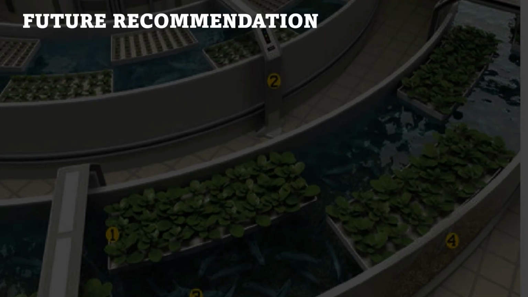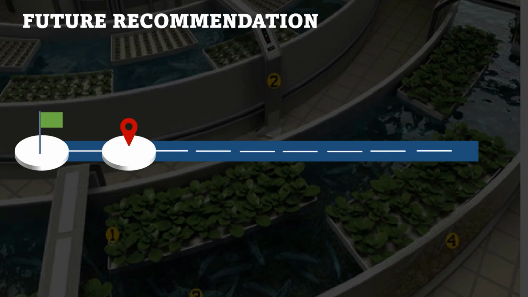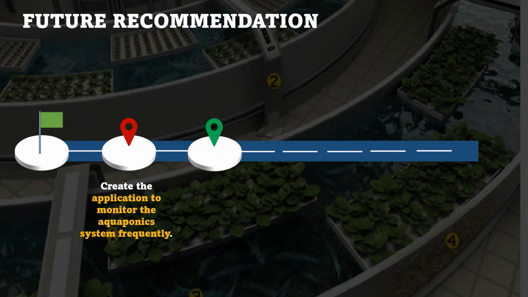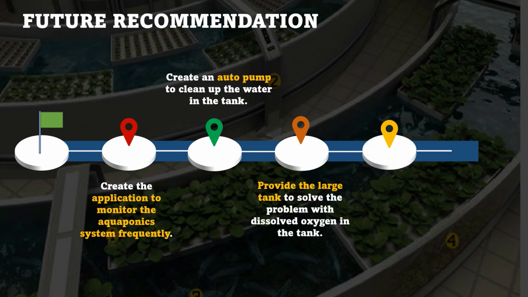Next is future recommendation. For the future recommendation of this project, firstly, to create an application to monitor this system frequently. Second, to create an auto pump to clean the water in the tank. Third, to provide a larger tank to solve the problem with dissolved oxygen in the tank. And lastly, to use a stick-on thermometer to control the water's temperature.